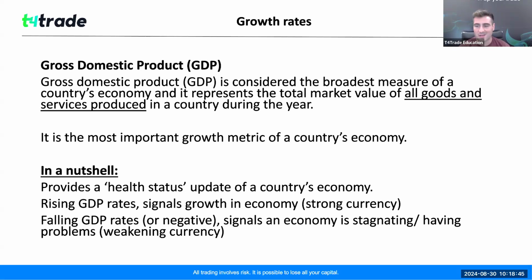Falling GDP rates, obviously the complete opposite, or negative in some cases, signal an economy is stagnating or is having problems. Therefore that is going to lead to a weaker currency, because money is flowing out of the economy, because the conditions are not ideal or optimal for businesses and investors to make more money. Okay, so that's pretty much the basic meaning behind how the GDP rate is affecting a currency, or a country.